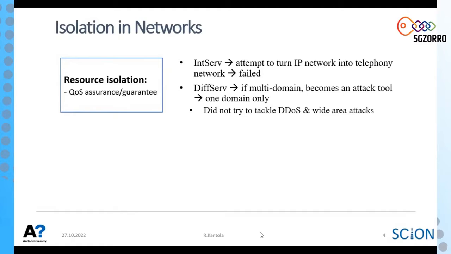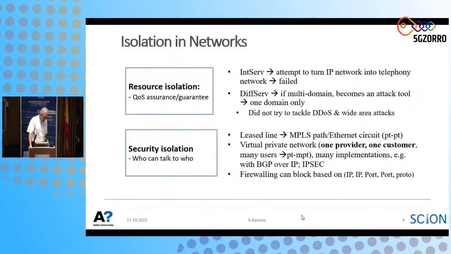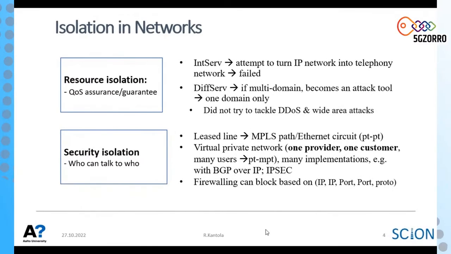and neither of them works for the interdomain case because of the weak underlying security. And then there's the security isolation. We can do leased lines, for example, using MPLS. We can create Ethernet circuits, even across multiple domains. But the limitation is that, okay, we could have maybe 2 providers, 3 providers, but there's one customer only. You must sell this VPN or leased line to one customer.